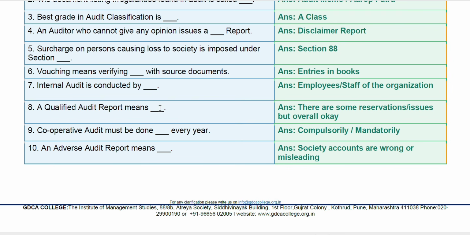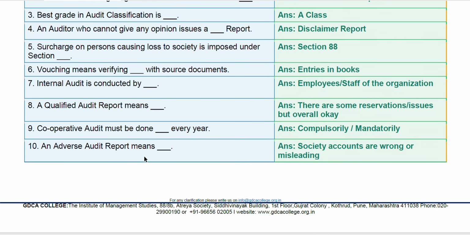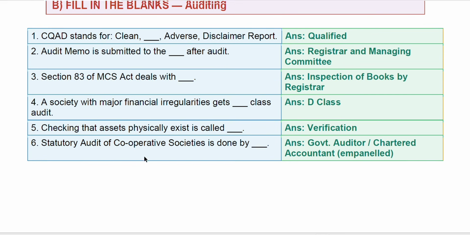A qualified audit report means there are some reservations, but overall okay. A cooperative audit must be done dash, every year, compulsorily or mandatorily. An adverse audit report means society accounts are wrong and misleading.